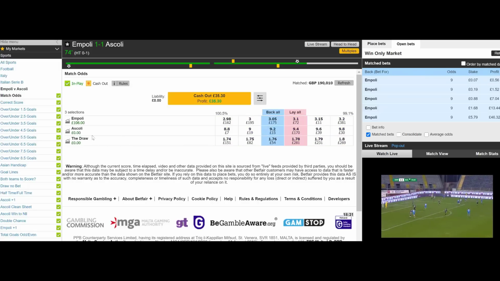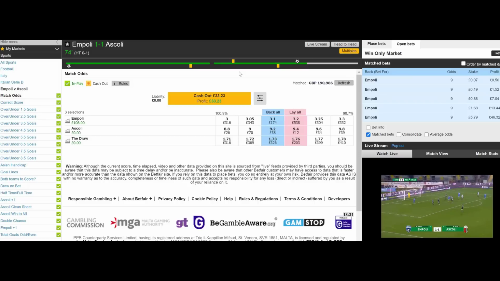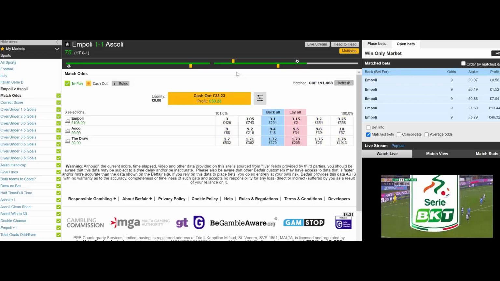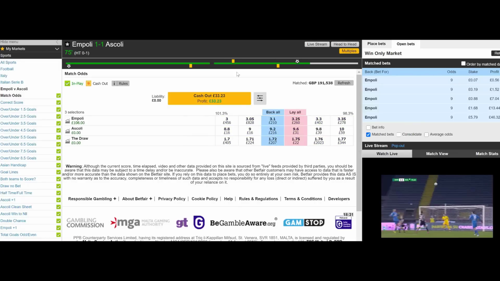If they finish as a draw, then we break even. If Ascoli go on to win, we break even. We don't lose any money. But if we can get Empoli to get ahead, we can then lock in a significantly bigger part of this profit potential if we wanted to lock it in, or we could just step away, let it run, and check the final score later on. So here is a situation where I would definitely say you want to be taking the free bet over the cash out. I think this is definitely a good example of the time when you want to be taking that free bet and then seeing what happens after that.